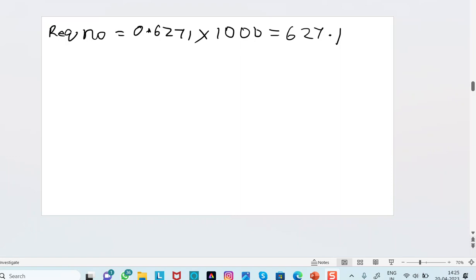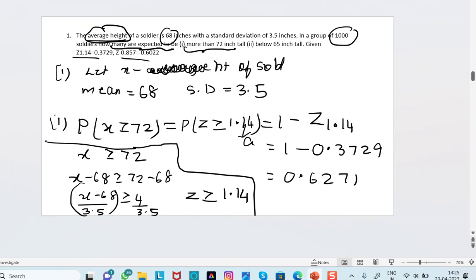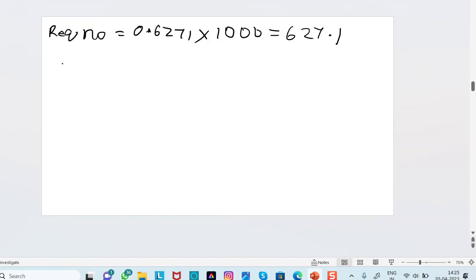So we now solve the other part of the problem. The other part was asking us below 65 inches. So that means we want P of X below, meaning less than or equal to 65. Below means 65 has to be larger. Now, as expected, all three steps are the same, that is convert X to Z, find the probability and also find the required number.